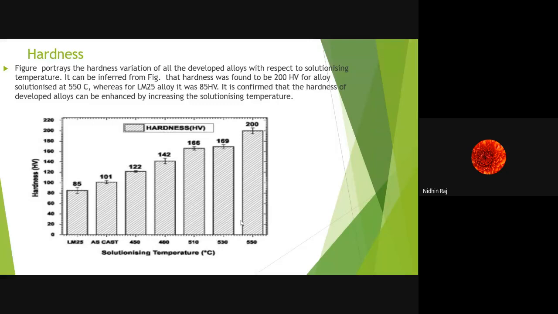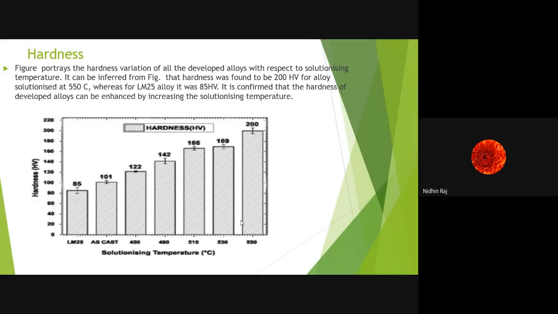Here this figure portrays the hardness variation of the developed alloys with respect to solutionizing temperature, as you can see. And it can be inferred from this figure that hardness was found to be 200 HV, that is Vickers hardness, for alloy solutionized at 550 degree, whereas for LM25 alloy it was 85 HV. Now improvement in hardness is actually because of the Al3Ni hard phase formation. Al3Ni is the intermediate phase that is forming here.